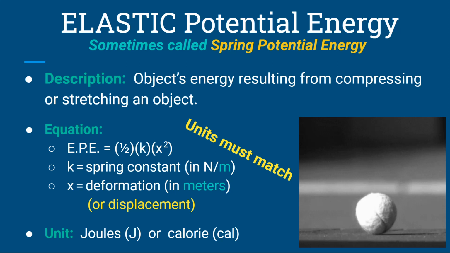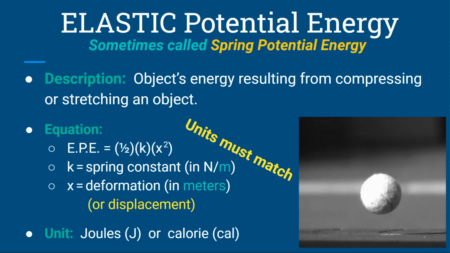And so if you compress or stretch an object, you're going to give it potential energy, specifically elastic potential energy. Again, the description says an object's energy resulting from compressing or stretching of an object. Because when you do that, that means now that you have this ability to do work, because you have this force that's now going to get applied to return it to its normal resting position or length.